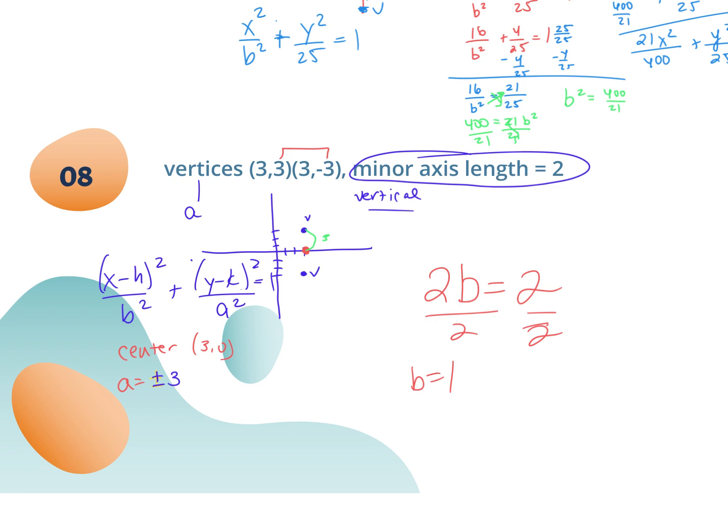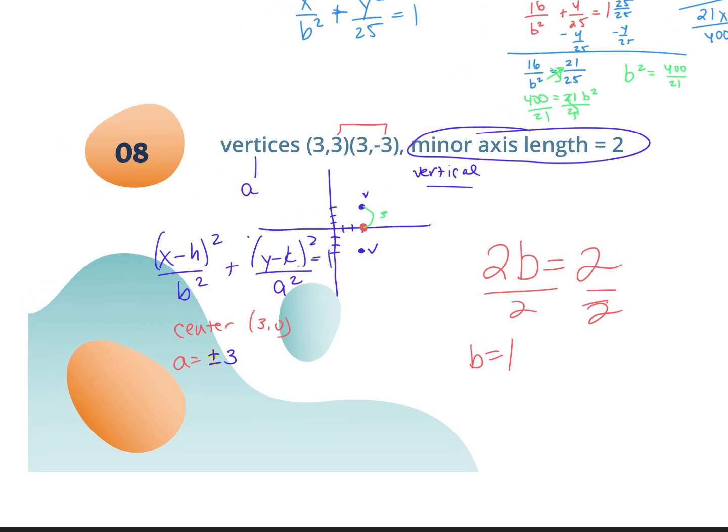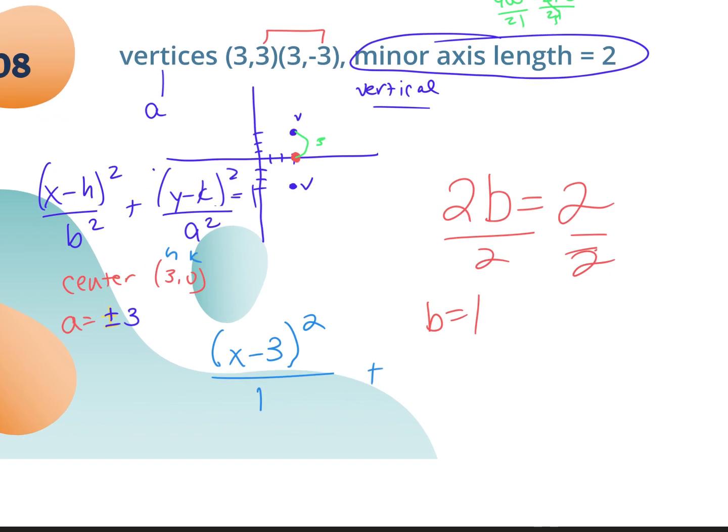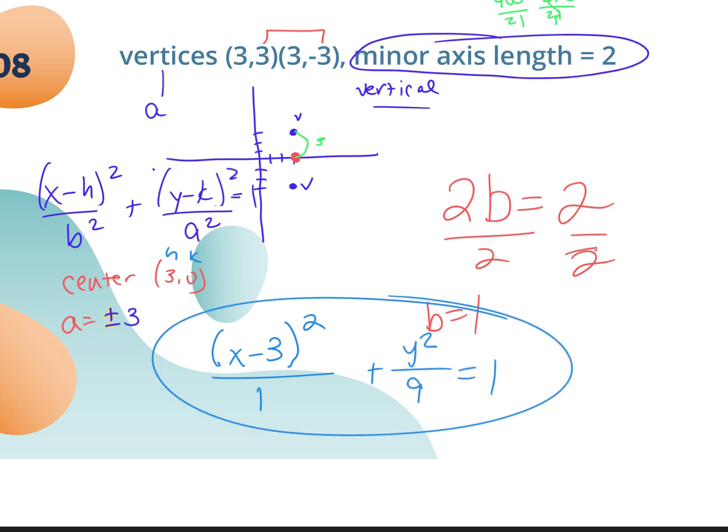But again, you guys are going to have to get used to problem solving here. So my center, remind yourself, this is your h, this is your k if you need to. So it's x minus what? 3. So x minus 3 squared over b squared. What's b squared? 1. Plus y minus k. Do I need to put y minus 0? No. Could I put y minus 0 if you wanted to? Yes. I'm just going to leave it as y squared over, what's my a value? My a value is 3, so when I square it, it becomes 9 equals 1. Good job. Abigail, good job.